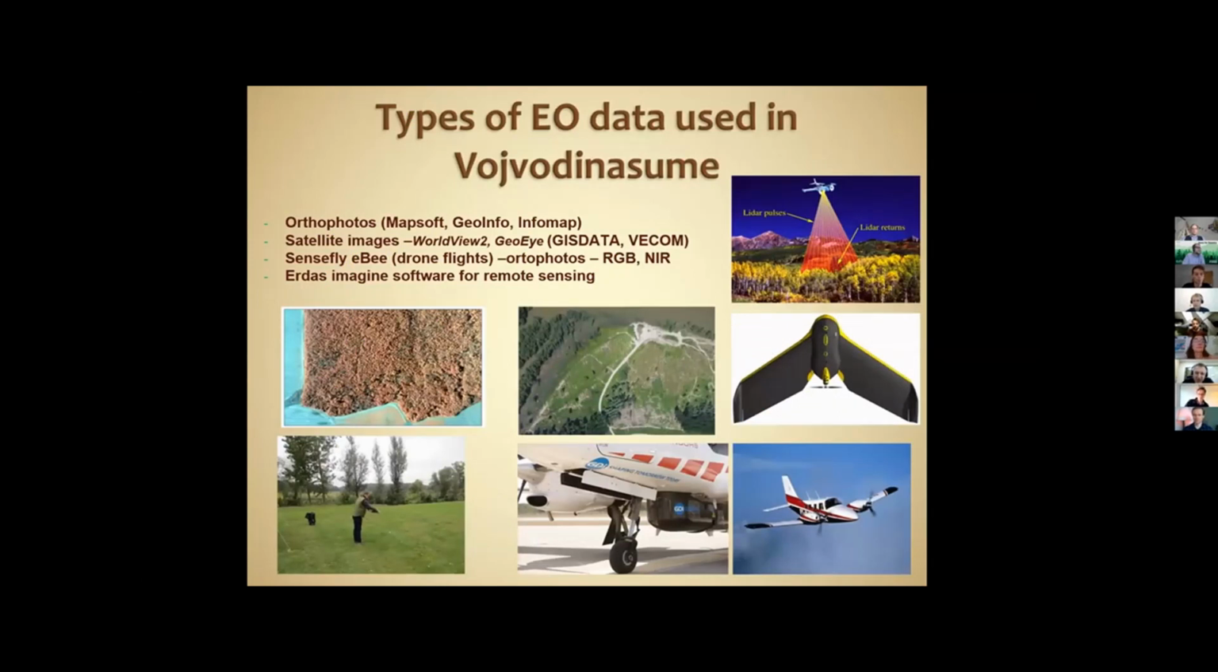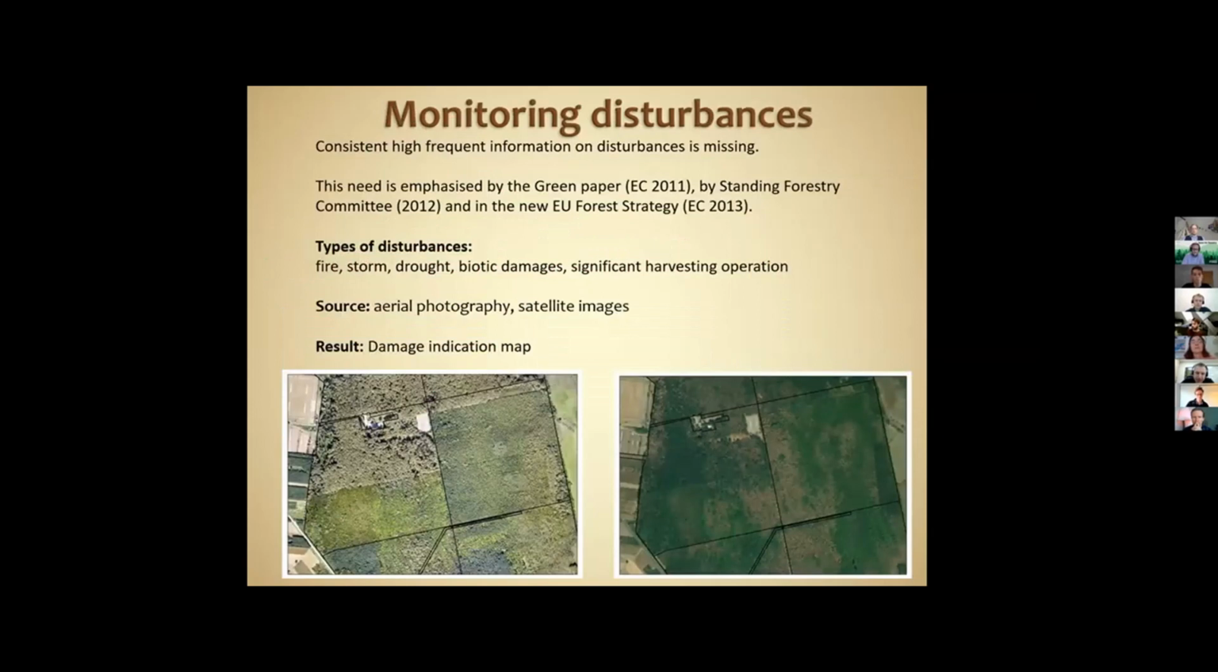To cope with all these problems and challenges, we are using in our enterprise a range of technologies and a range of Earth observation data, like orthophotos, satellite images, and drones, which are also used for the collection of orthophotos and near infrared orthophotos. Then we use specific software for the classification of remotely sensed data, etc.